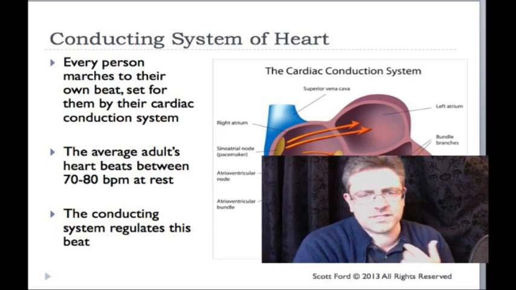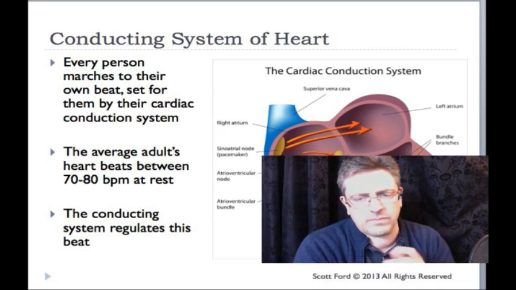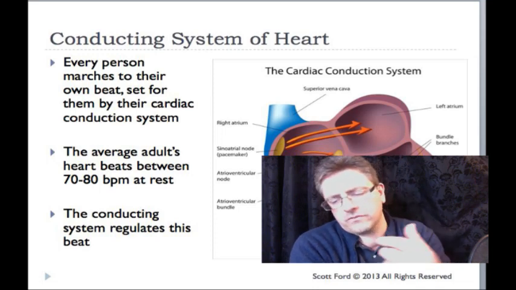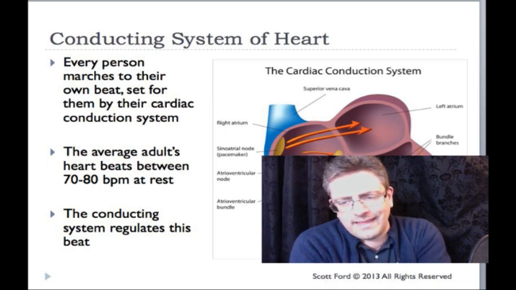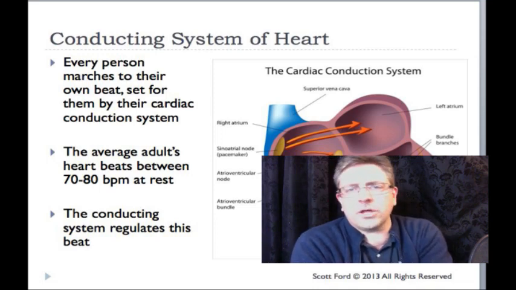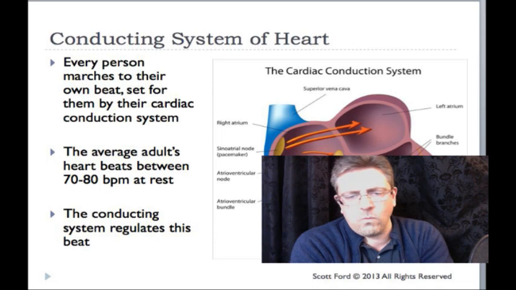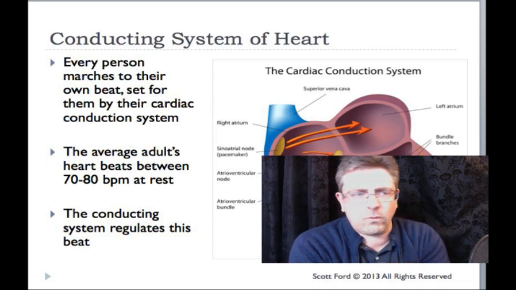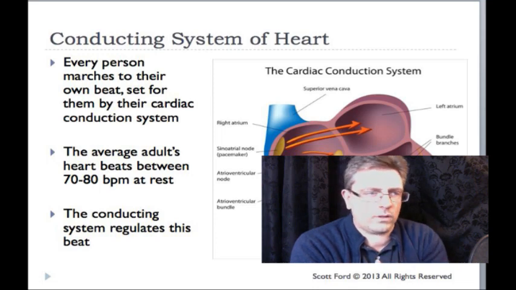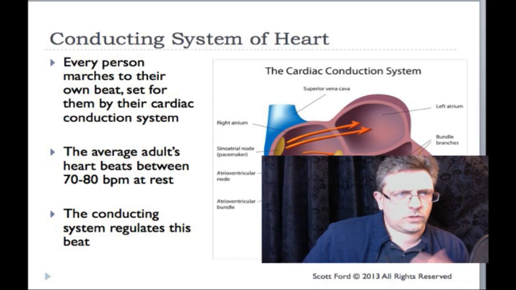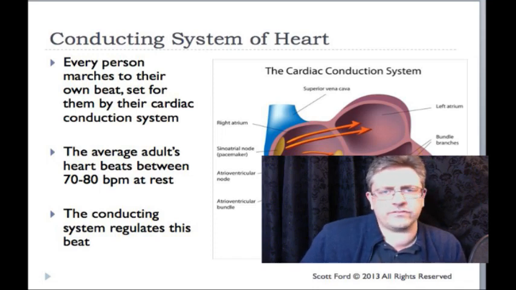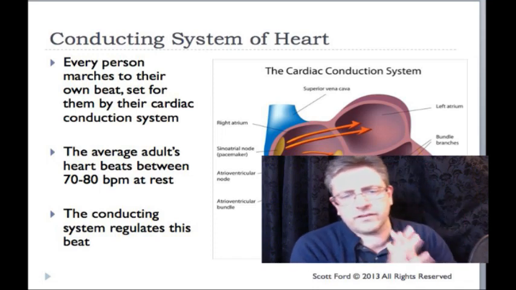So the conduction system. Every person marches to their own beat set for them by their cardiac conduction system. The heart's a kind of cool muscle. The cardiac muscle is kind of cool in that it will eventually contract on its own. What occurs here is that we have an area that will fire first, that will release its signal first, causing the rest of the heart to contract and to go through its regular cycle.